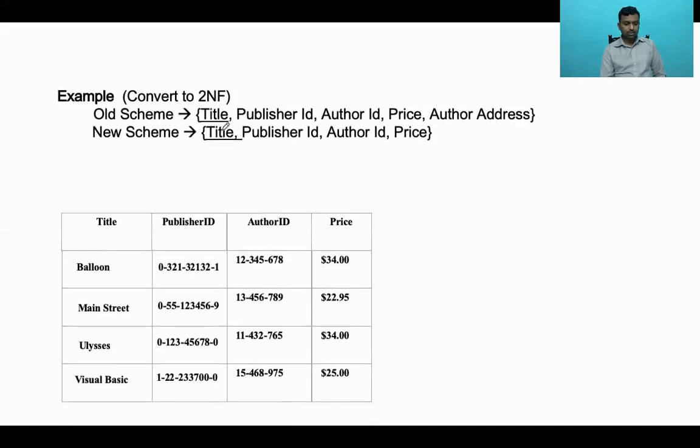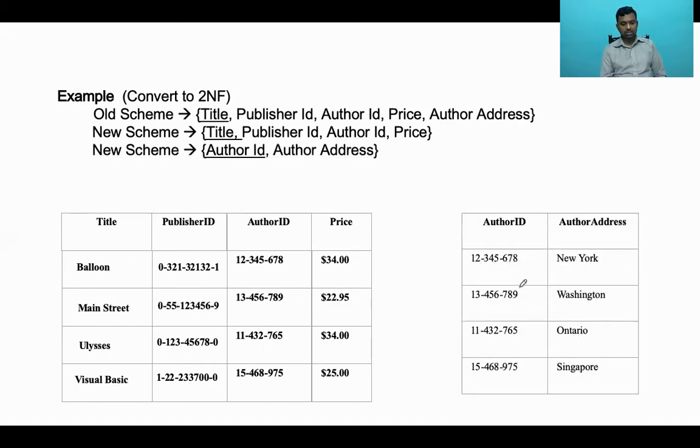Now here, the new schema. What is your new schema here? Before it was title, publisher ID, everything is there. Now here, title, publisher ID, author ID, and price as one table. Another table will have author ID and author address.